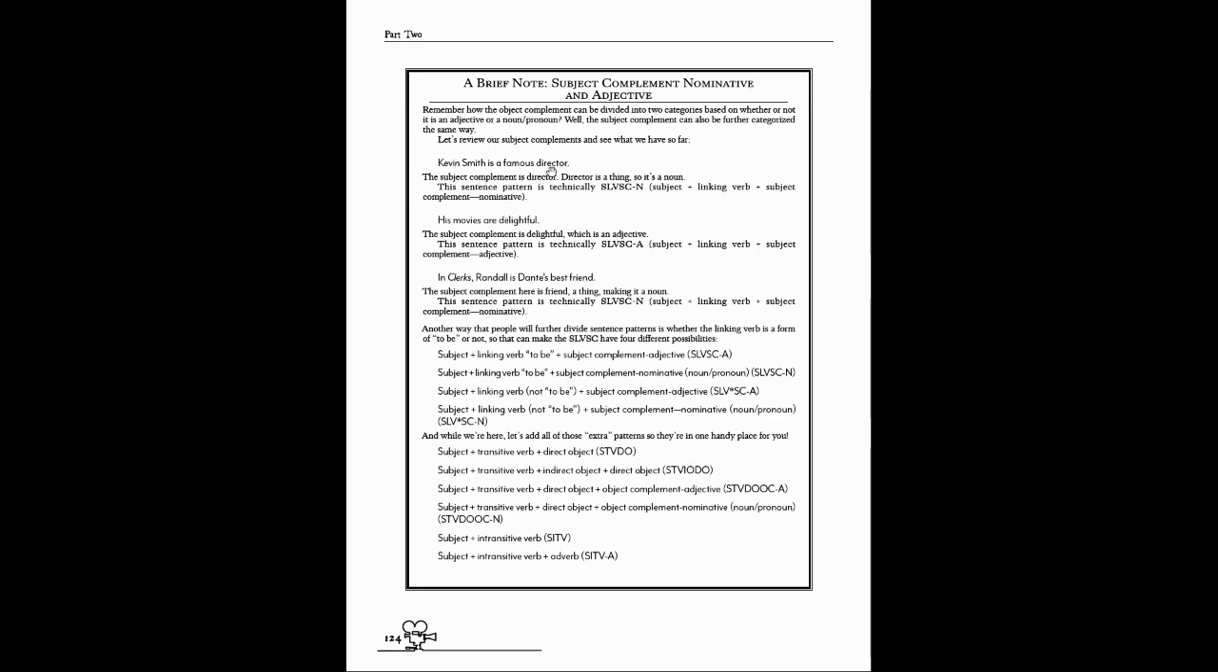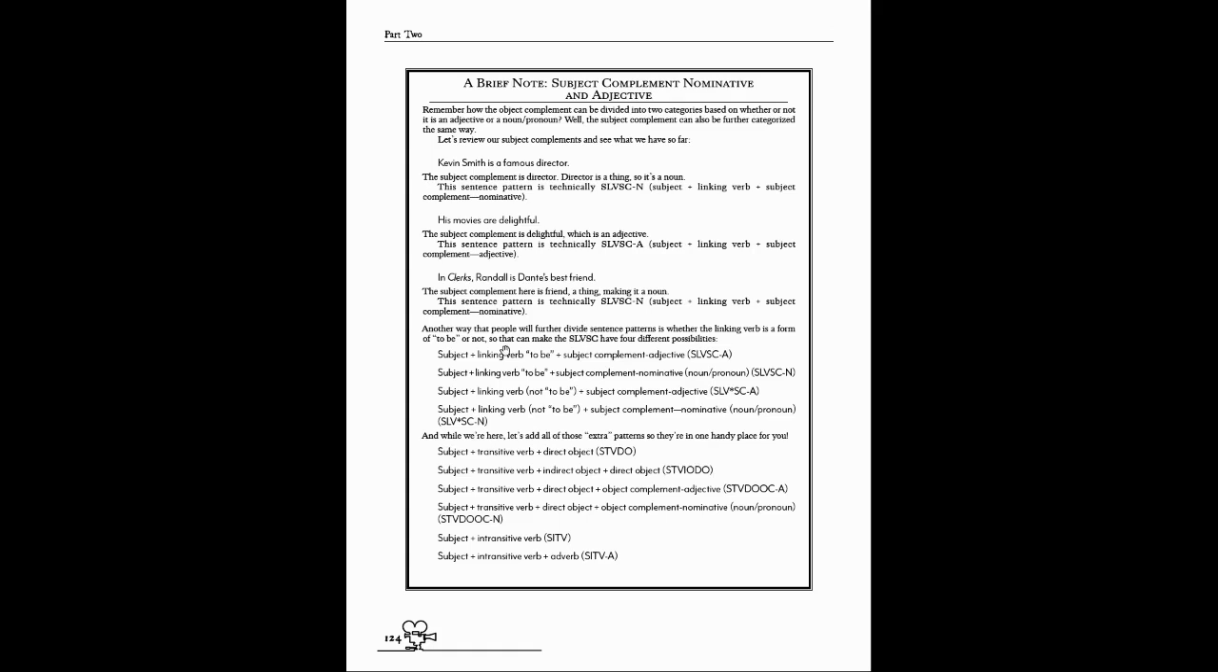So in this case, we've got director. Director is a thing, so it's a noun. So this is a SLVSC N, right? It might also be a PN, depending on what book you look at, if they're doing the predicate nominative thing again, but most of them just call it nominative. If you've got delightful, delightful is an adjective, so this is a SLVSC A, right? This is an adjective, again, might be a predicate adjective, a PA, depending, but usually this is the common way to do it. And then the last one, friend. Friend is a thing, so it's a noun, so SLVSC N.